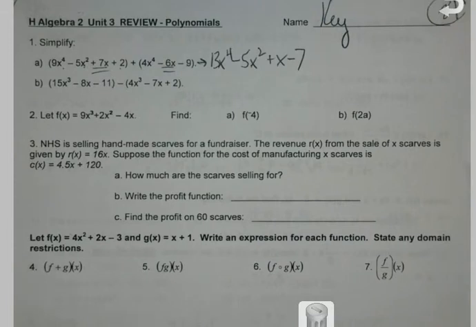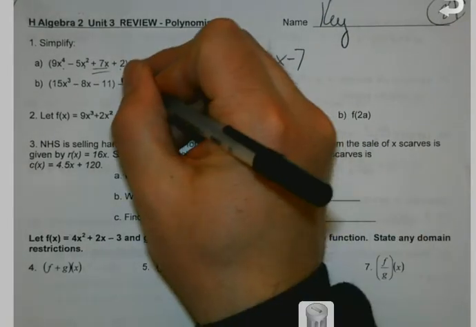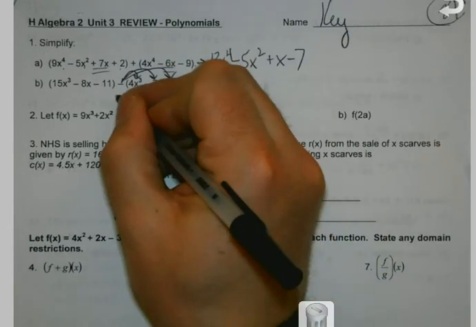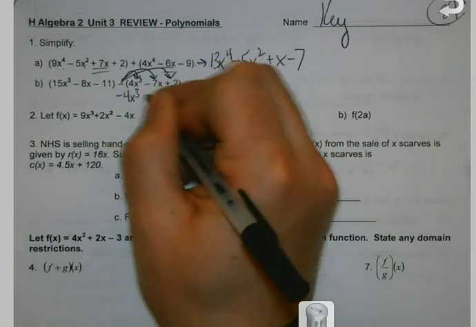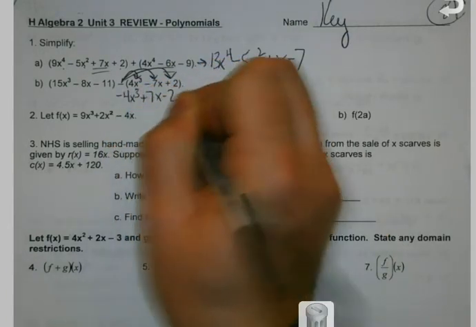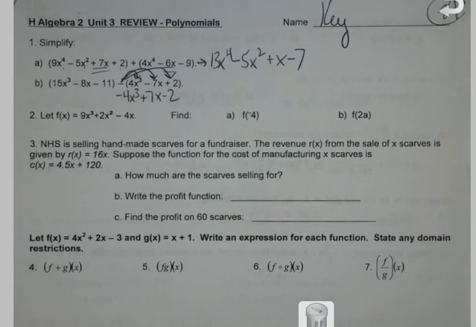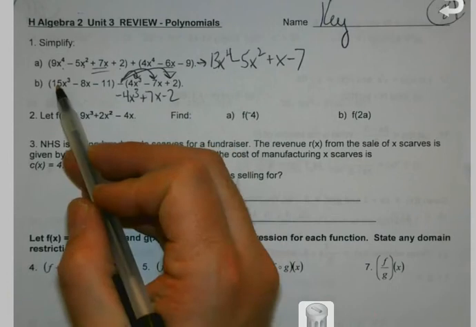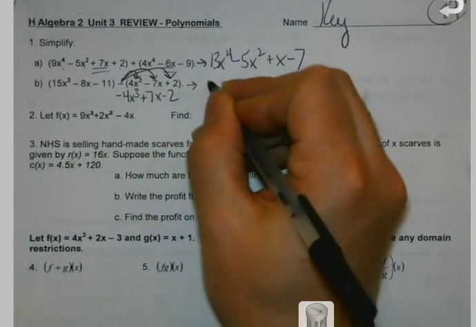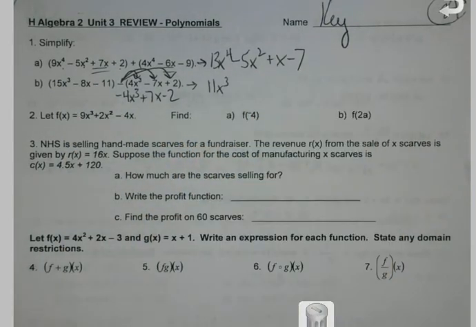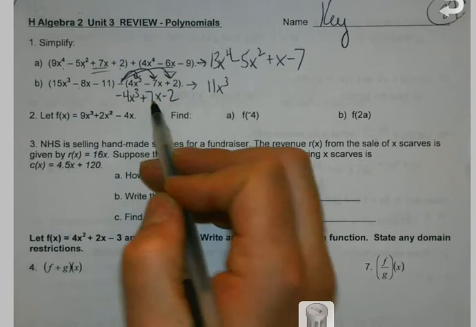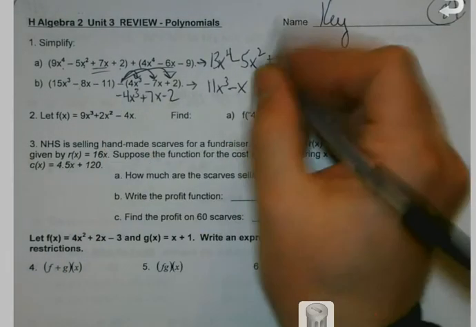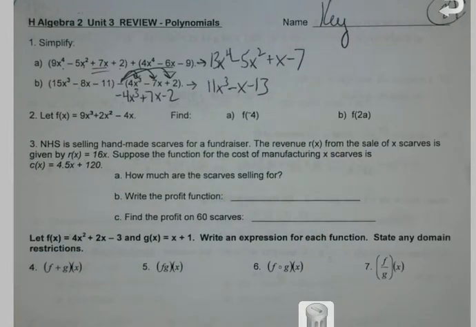Keep it simple. On B, suggestion: remind yourself that that's distributing through. That's changing the signs on every single term in the second set of parentheses. These are being left alone. So now I've distributed, now I can just combine like terms. 15 minus 4 is 11x to the third. Negative 8 plus 7 is negative 1x. And negative 11 minus 2 is negative 13.